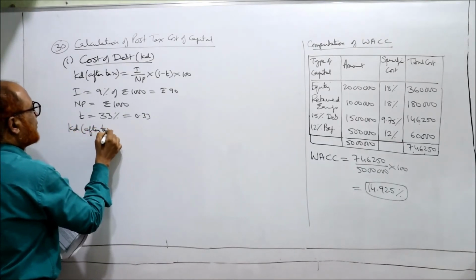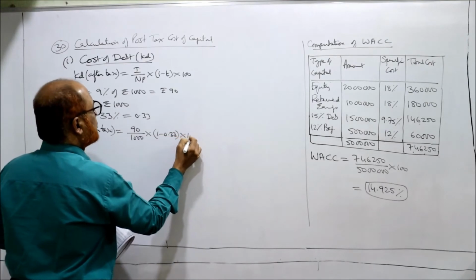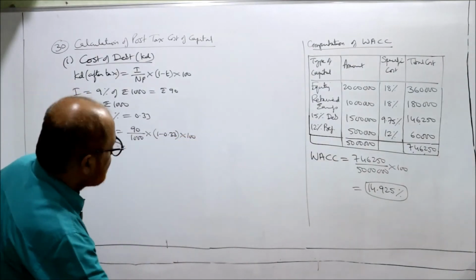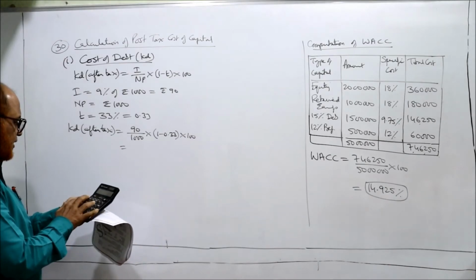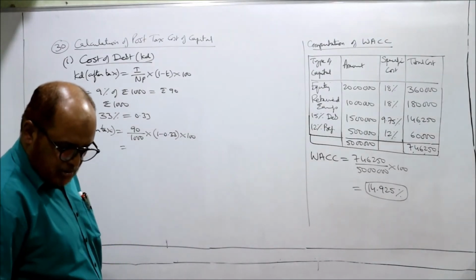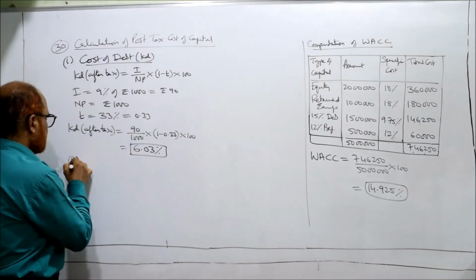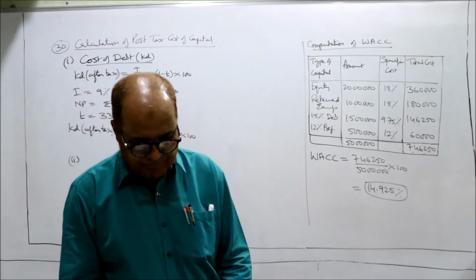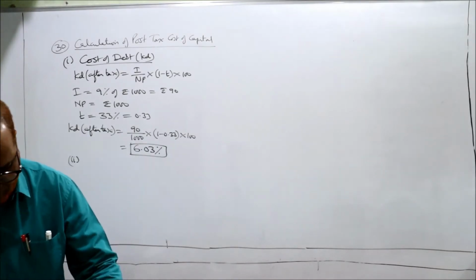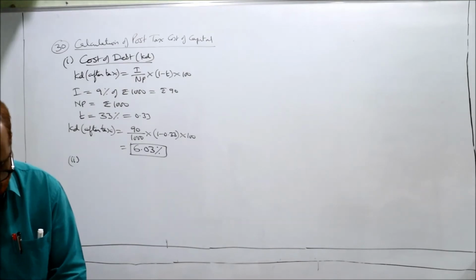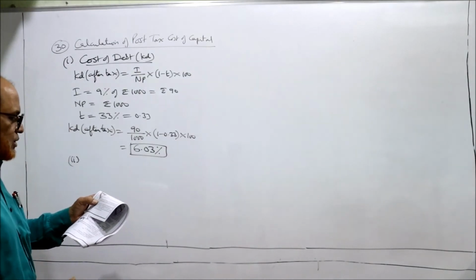So KD after tax is equal to 90 divided by 1000 into 1 minus 0.33 into 100. So 90 into 0.67 into 100 divided by 1000. It comes to 6.03. First bit completed. It is asking you to calculate the KD, specific cost. So 6.03 is the KD.